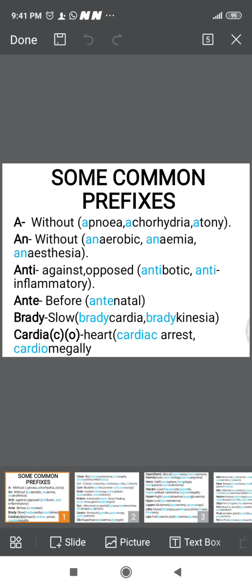Another one we have here is ante, which means before. Example, antenatal. Ante means before, while natal means birth or delivery, as the case may be.